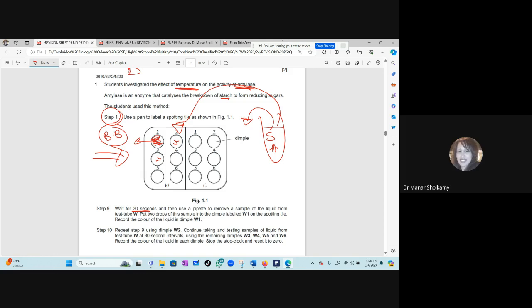So I'm going to keep on repeating. Every 30 seconds, I will take a drop out and put it on the iodine in the spotting tile. And I'm going to stop only when the color of the iodine remains yellow-brown. Because as long as it remains yellow-brown, this means that the starch has been broken down. There's no starch anymore. Because if starch was present, the color will change to blue-black.